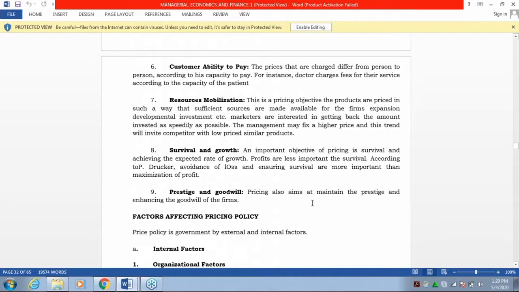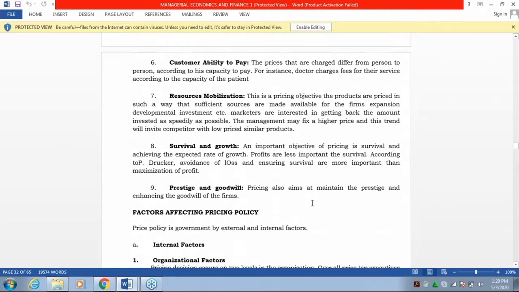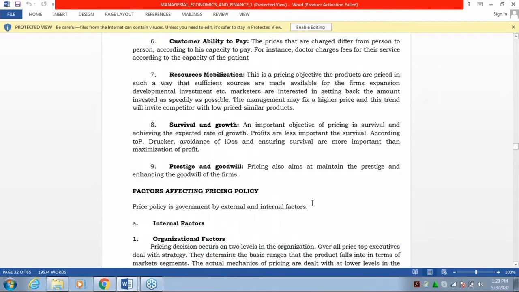Another one is prestige and goodwill. Pricing also aims at maintaining the prestige and enhancing the goodwill of the product. I want to tell you that with this pricing policy or objective, sometimes the price of a particular commodity does not determine the quality or the quantity. I want you to understand that one.